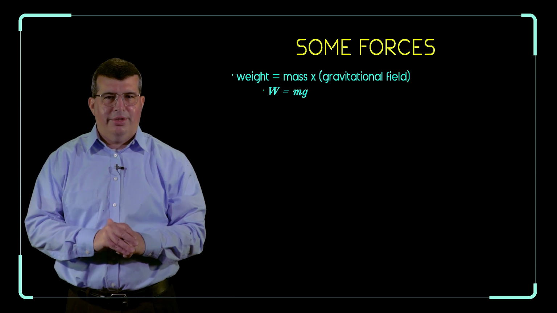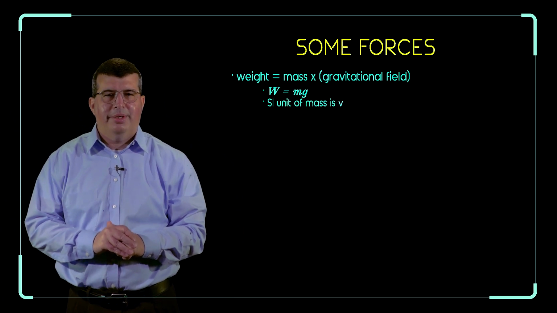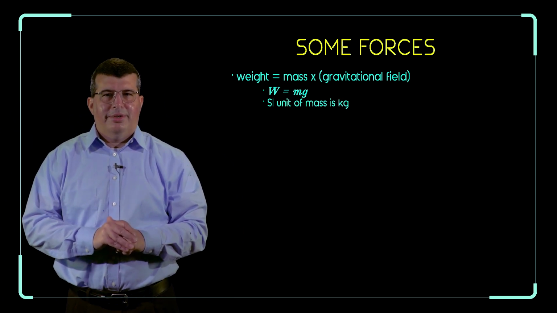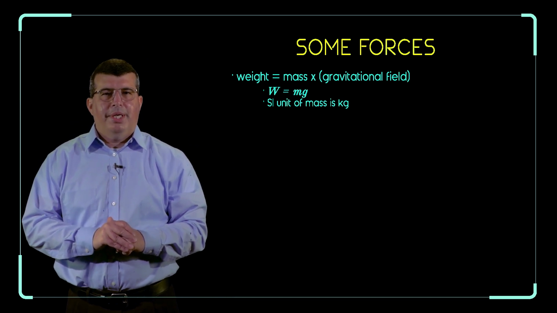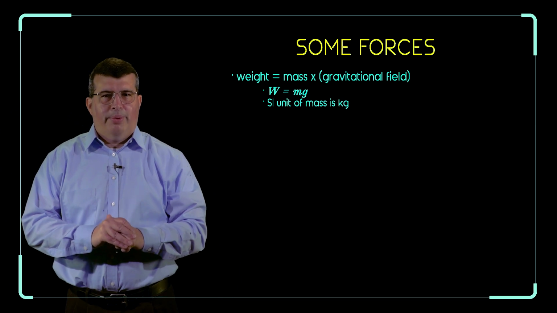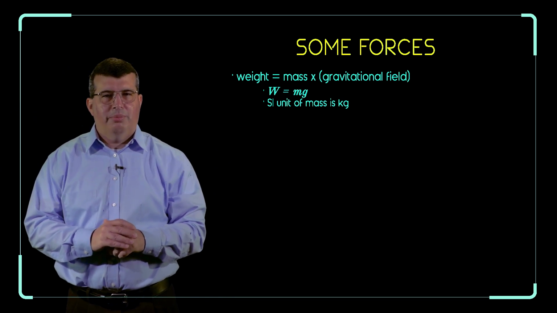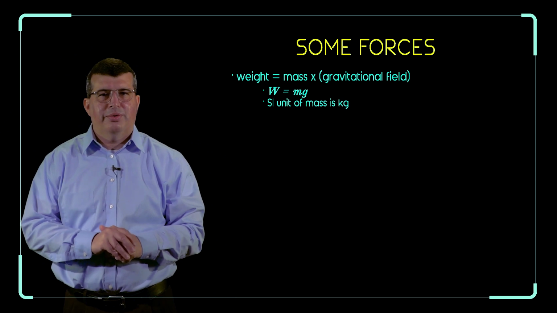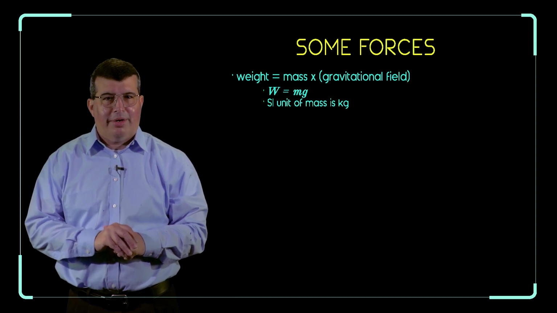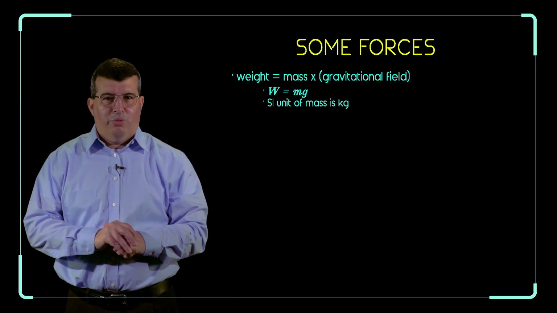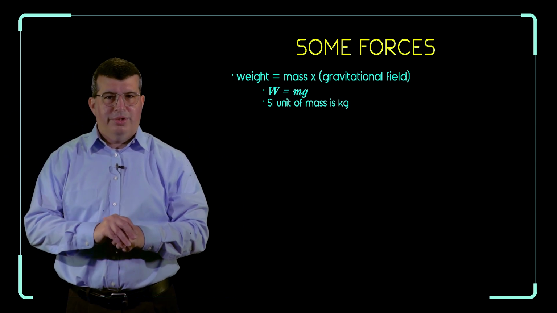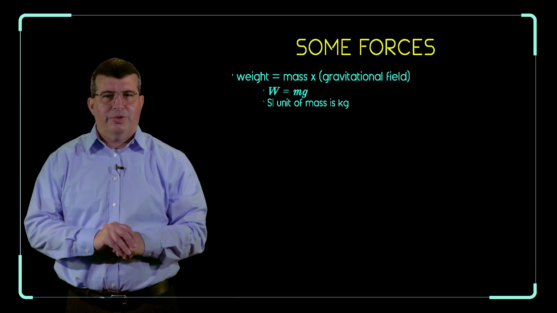The SI unit of mass is a kilogram, and the unit of gravitational field would be newtons of force per kilogram of mass, so that when you multiplied mass times gravitational field, that kilogram would cancel out, so that you would be left with newtons of weight. So weight is a force. Newtons of weight, newtons of force. Weight is the gravitational force.